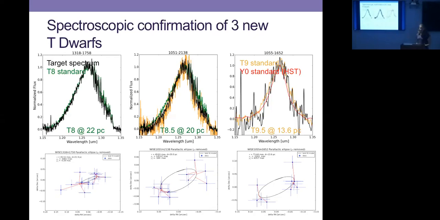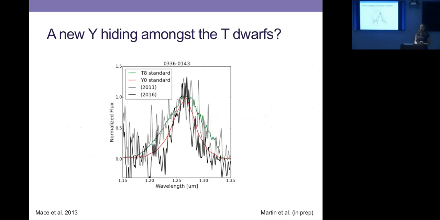But we did end up with 3 new T dwarfs, and so we've got a T8 dwarf that ended up being at about 22 parsecs. We've got a T8.5 at about 20 parsecs, and then we've got a T9.5 at about 13.5 parsecs. And I think this is really exciting because we thought we knew really well how many T dwarfs there are in the local neighborhood, and I think that is slowly changing. We also had a really exciting kind of serendipitous discovery.